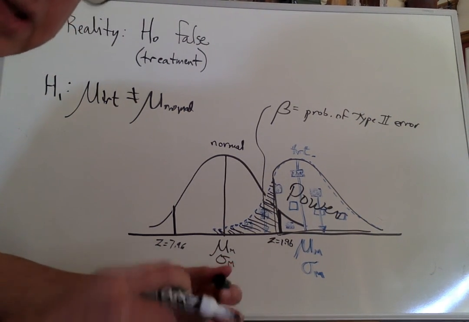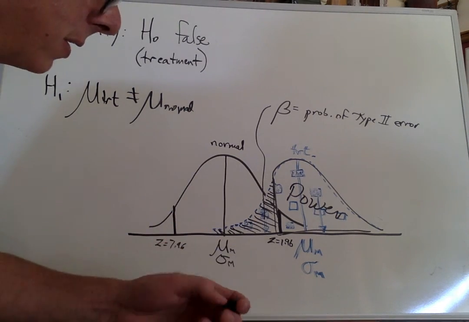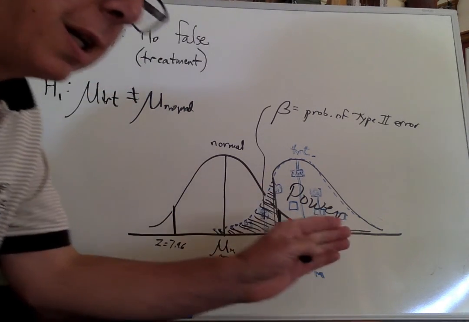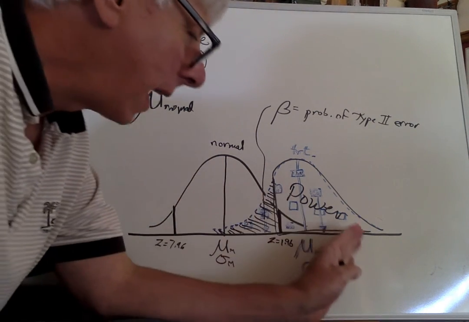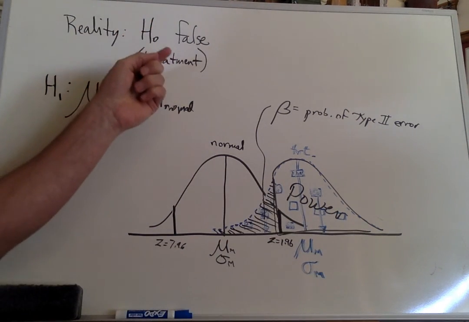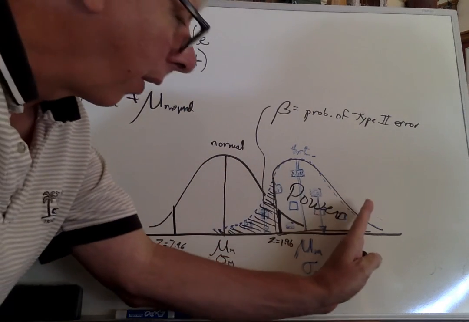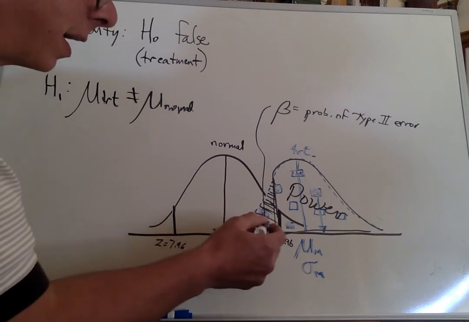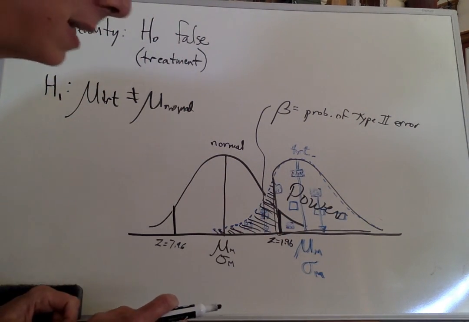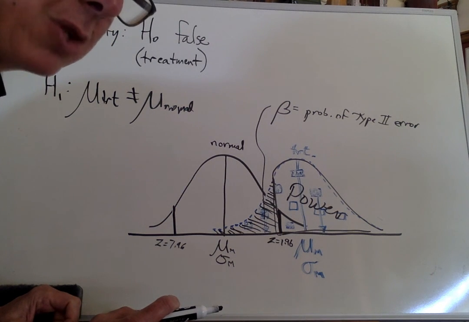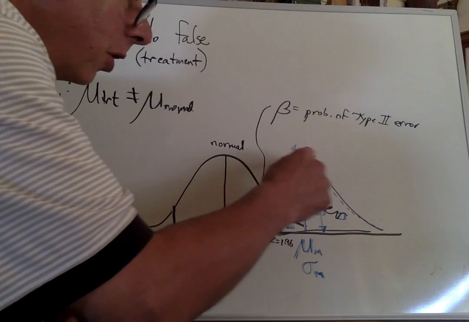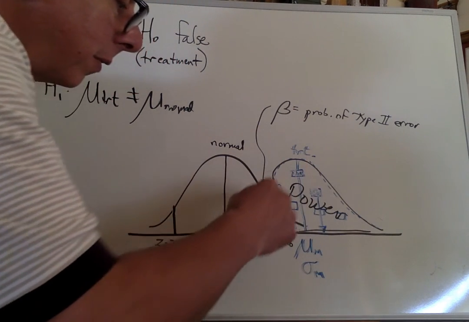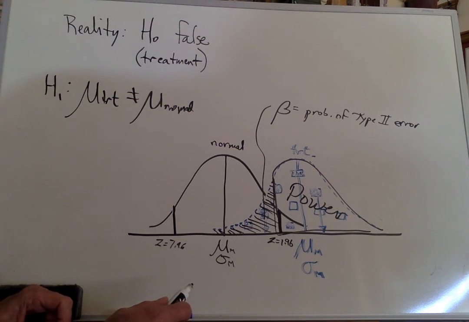Because it is. Power is our ability to correctly identify that there's a treatment or to correctly reject the null. That's power. Here is beta. That's the probability of making a type 2 error. Okay? The entire curve is equal to 100%, right? Or 1.